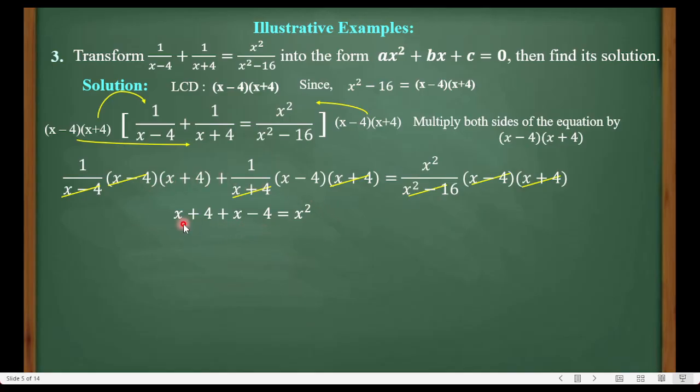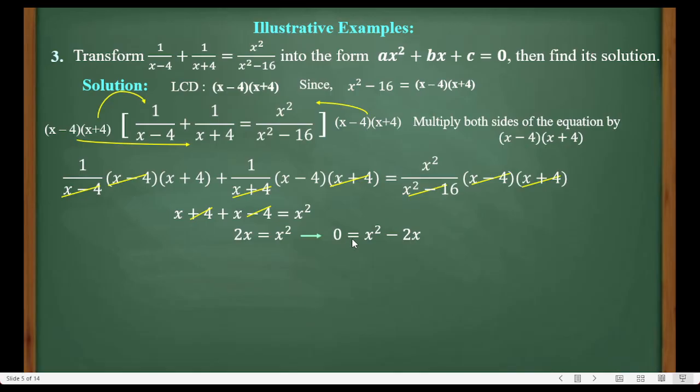And on the left side, we simply combine similar terms. We know that x plus x is 2x, and if we combine 4 and negative 4, or we subtract 4 by itself, it will result to 0. So at this point, the equation will now become 2x equals x squared. And from this equation, we can easily rewrite this to quadratic equation in standard form. Or at first, 2x is transposed to the right.